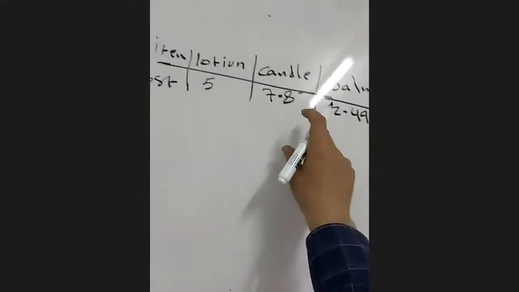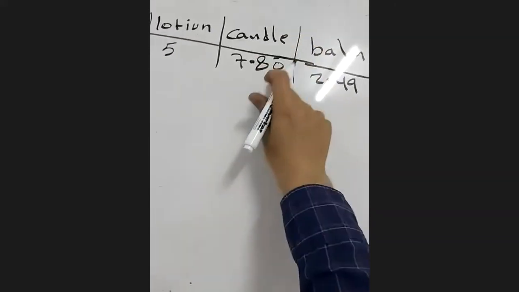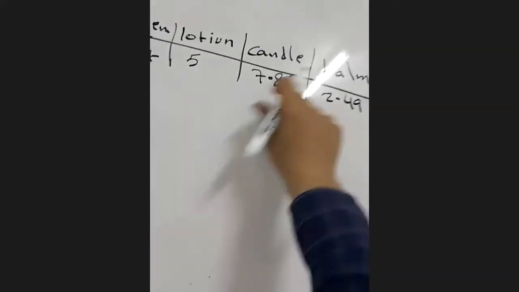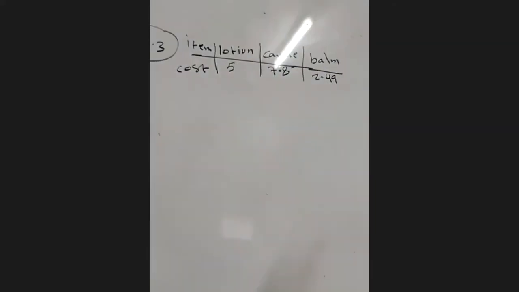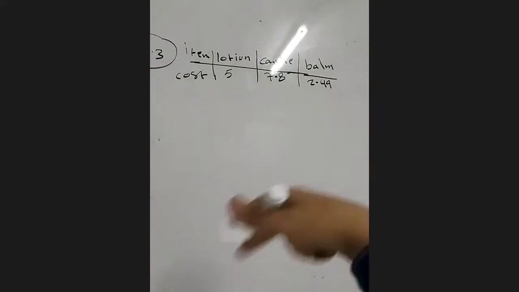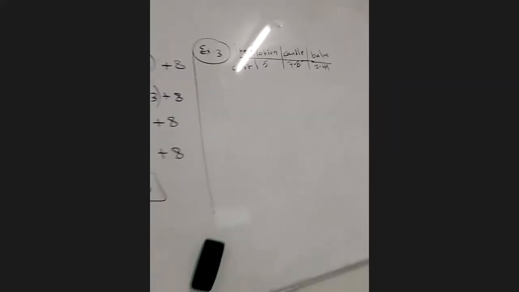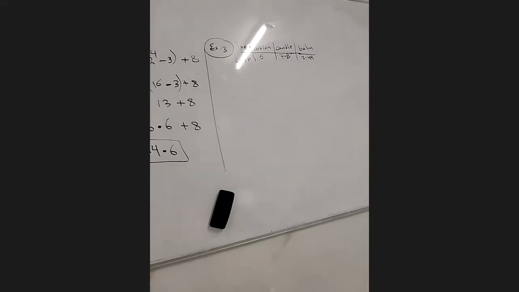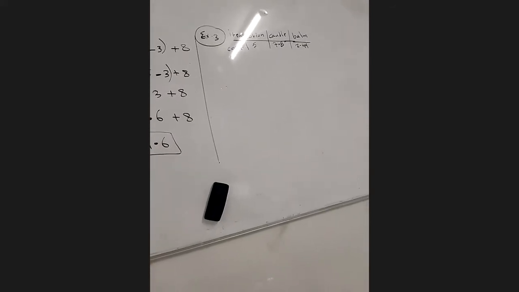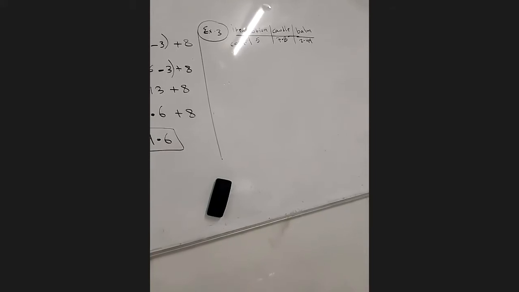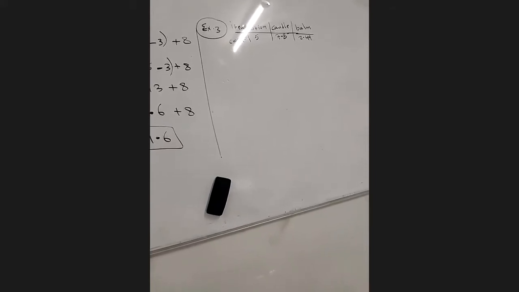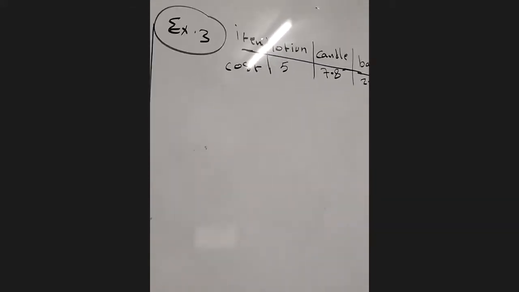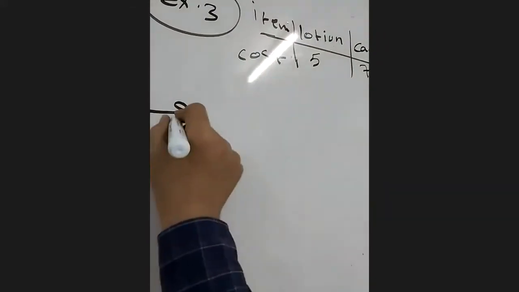Now look here, guys, 7.80. I didn't put the 0, because we don't need the zero. It has no value. So Paula went to the supermarket and bought these items. Write an expression to represent the total cost of 5 lotions, 2 candles, and 4 lip balms.